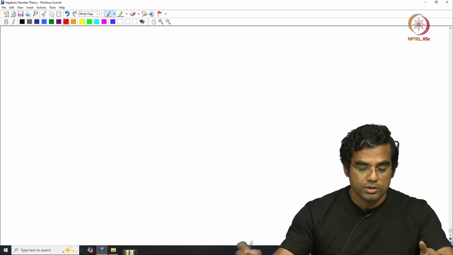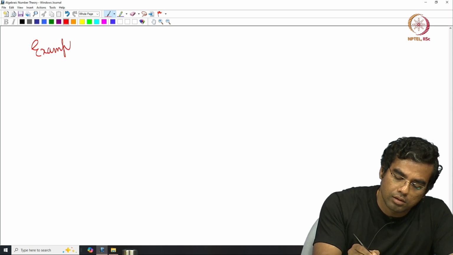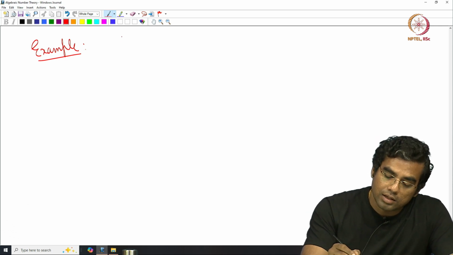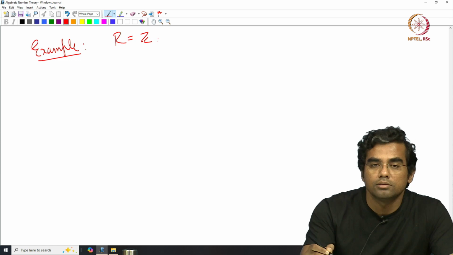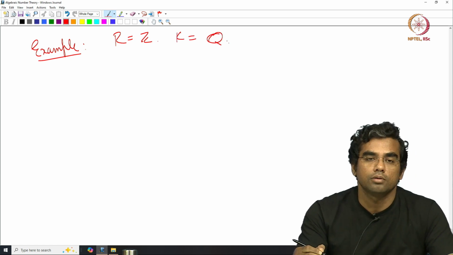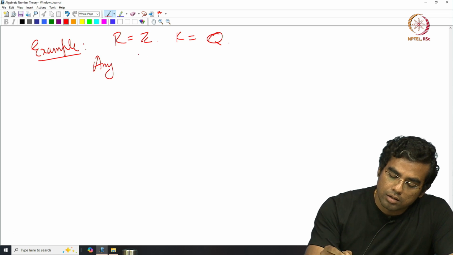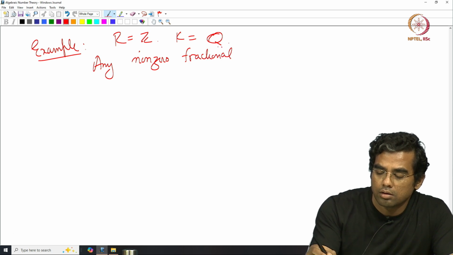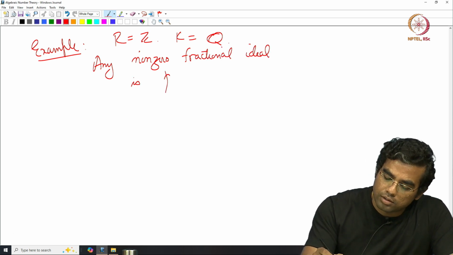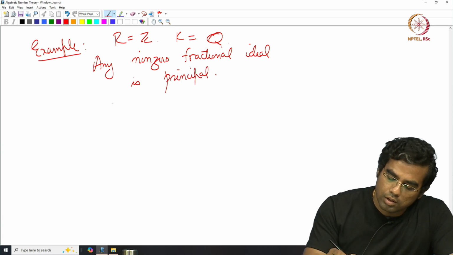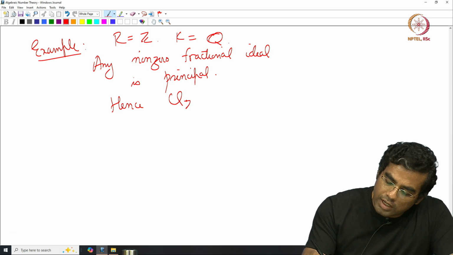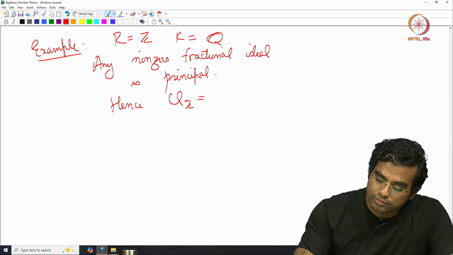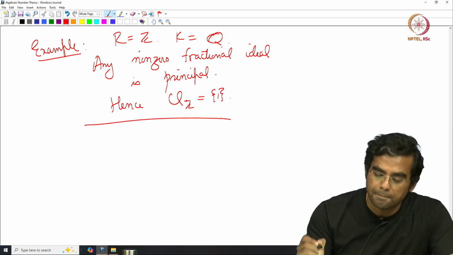Okay. So, here is an example, the simplest of examples: if you take R to be Z, then K is of course Q, and any non-zero fractional ideal is principal. Hence, the class group of Z, which we will soon start denoting as class group of Q, is trivial. Okay.